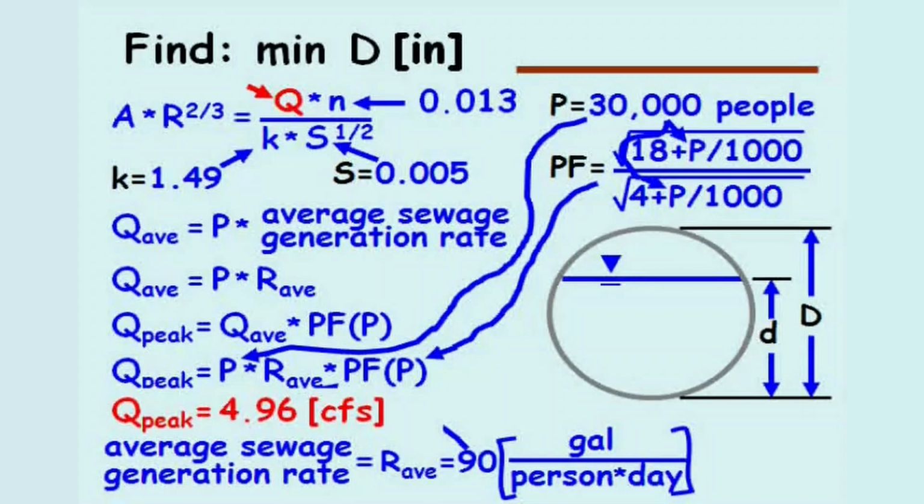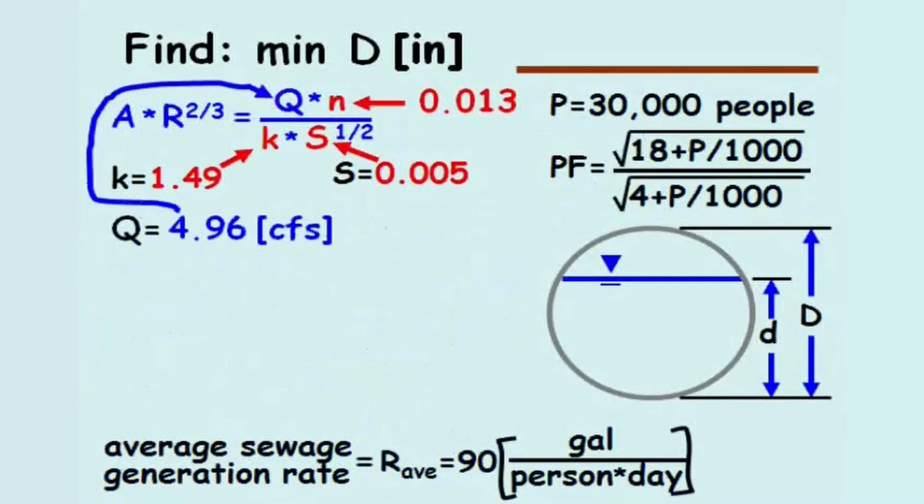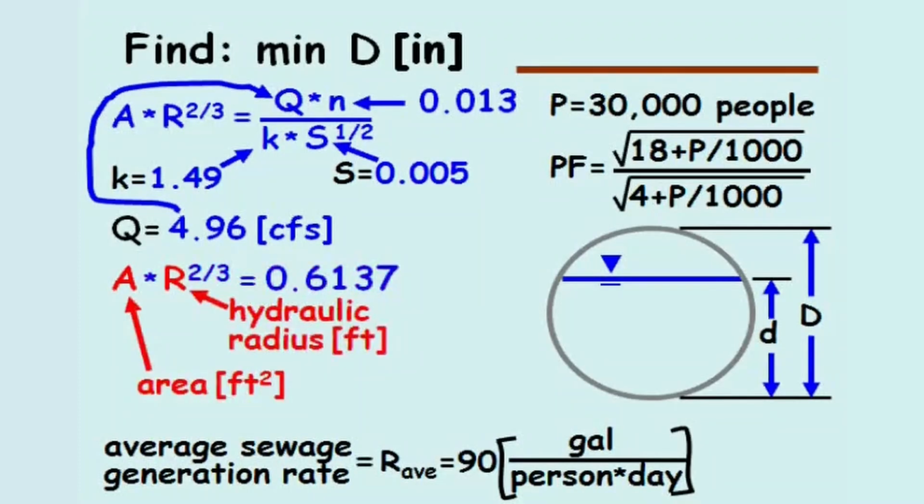4.96 is then plugged into the variable Q, in addition to the other three variables, and the right-hand side of the equation becomes 0.6137. The units have been dropped from this equation at this step, so we'll have to keep in mind that the area is in units of feet squared and the hydraulic radius in units of feet.